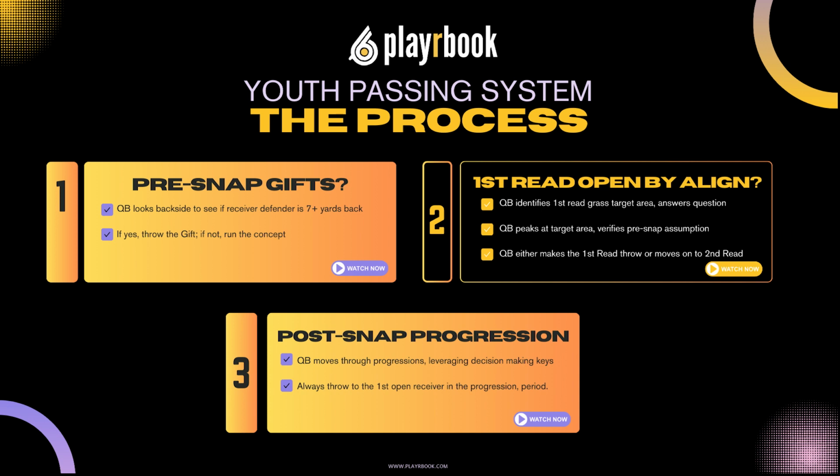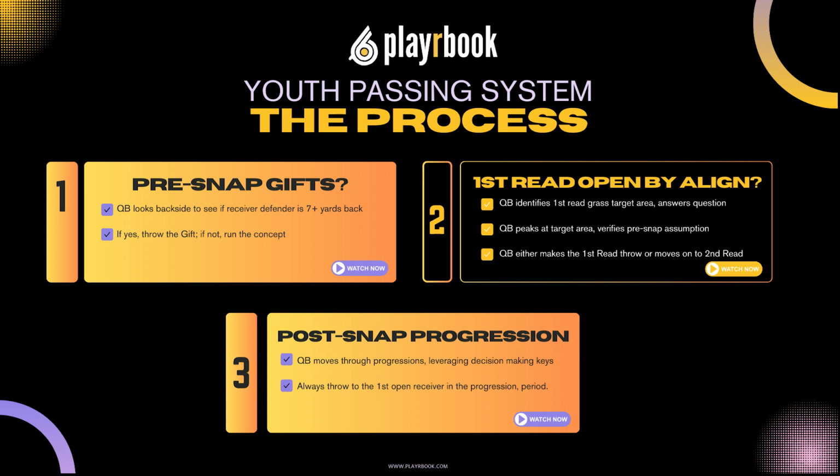And so they ask that, are there any gifts backside? And then number 2 is your first read open by alignment, okay? And so as you can see here, the quarterback identifies the player that will be in the grass that we're trying to throw our first read to. If there's someone there, then the answer is no. And if there isn't someone there, the answer is yes. It's as simple as that. I'll show you how it works in a second.